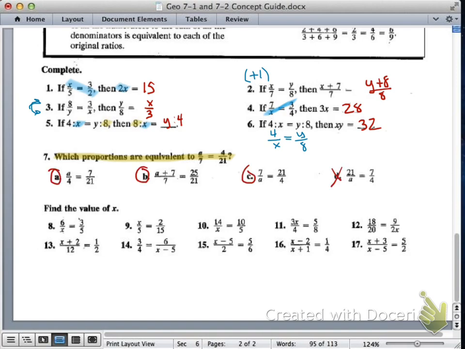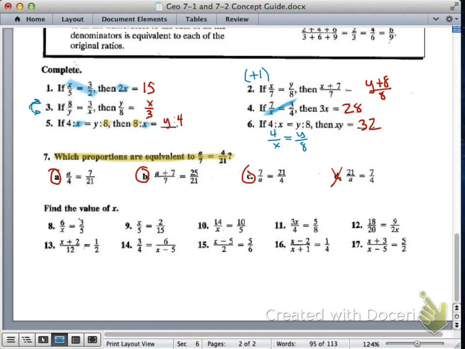Did you figure out that A, B, and C are equivalent, but D is not? I hope so. Okay, finally. To find the value of x, this is one of the main ways that proportions are used.